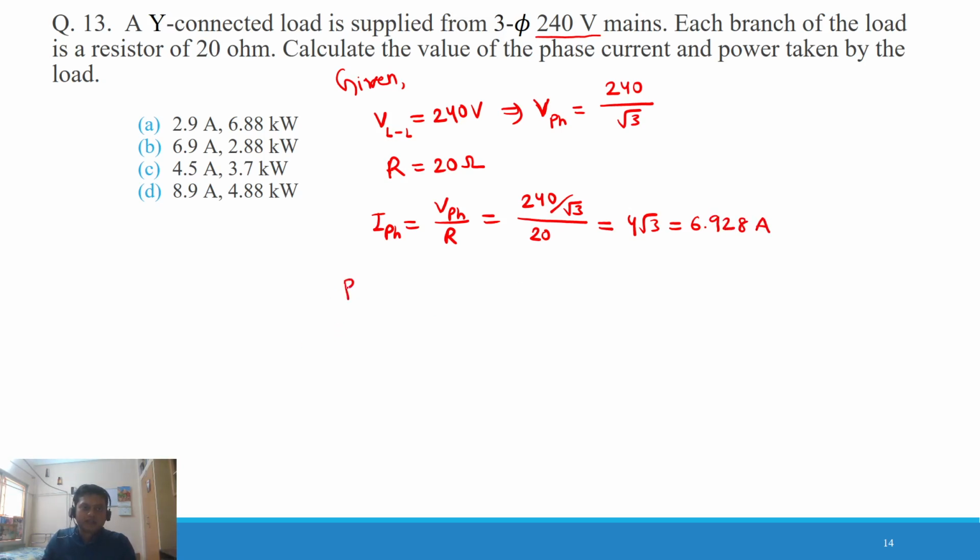Again, we need to find out the power taken by the load. Power taken by load for each resistance is I phase square into R, and having resistance in all three phases, the power taken by the load will be 3 I phase square into R. So this gives 3 into 6.928 ampere square into R. The value of R is given as 20 ohm. So this will give you 960 into 3 watt, that will give you 2.88 kilowatt.